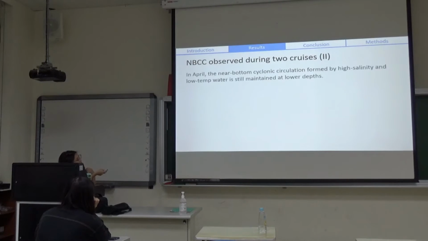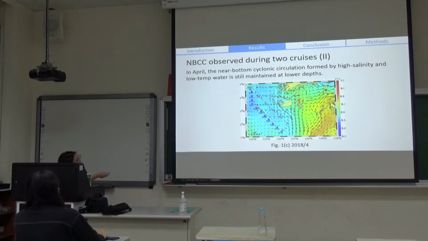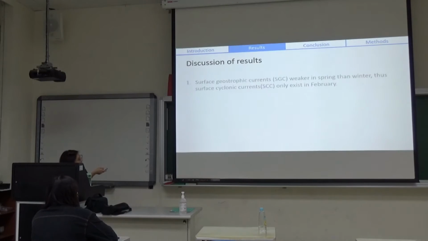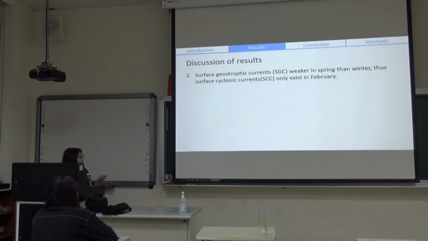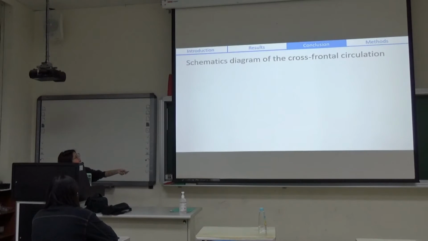Although the surface geostrophic current isn't clear in the spring, we can also find the circulation in the lower layer here and here. So our final conclusion is proved. Let's move on to the conclusion.